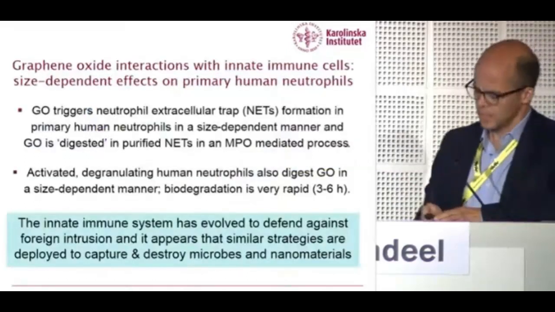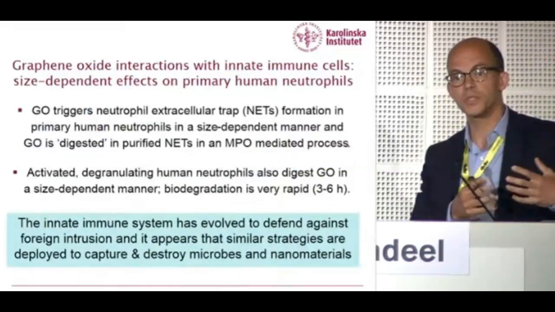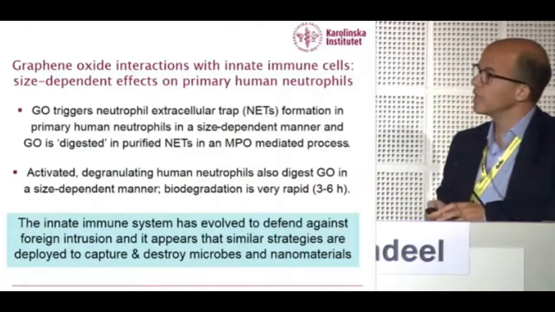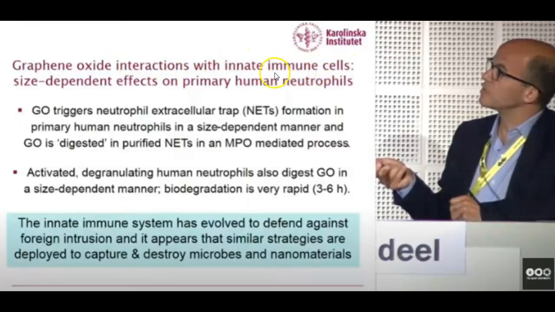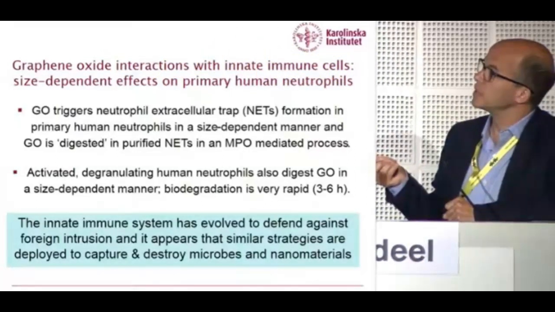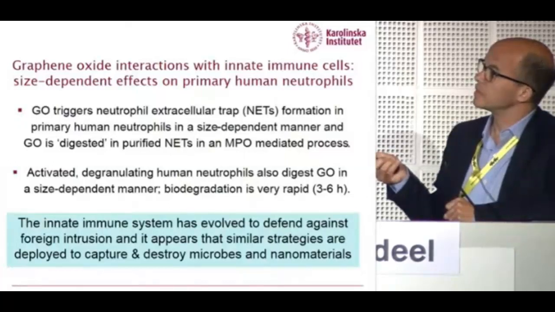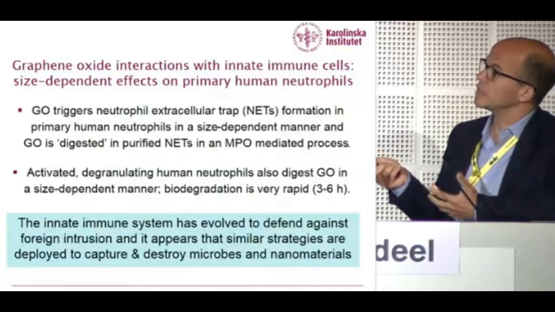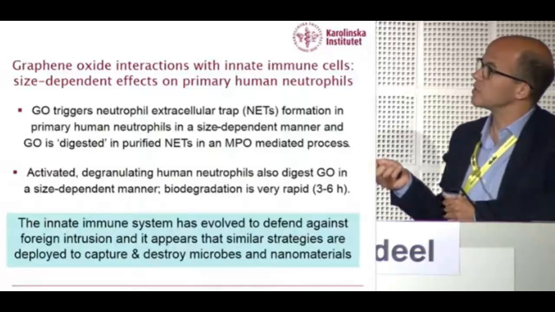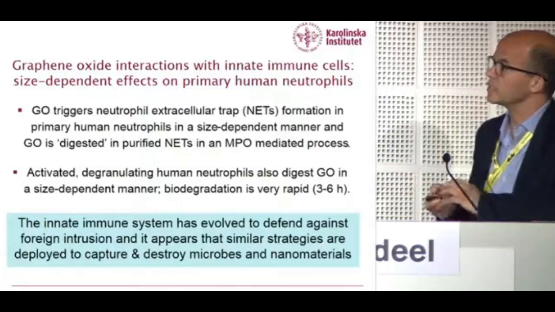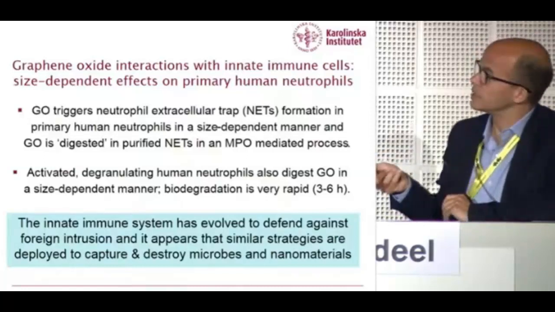To summarize then, in contrast to macrophages, where we did not see size-dependent effects, and actually no toxicity either, for neutrophils, we do see that graphene oxide triggers NETs in primary human neutrophils. This is size-dependent. And we also see that these NETs, which contain myeloperoxidase, can actually digest or biodegrade graphene oxide. Moreover, as I showed in the previous slide, the activated neutrophils can also digest graphene oxide, and this is also an extracellular event due to the release of myeloperoxidase.